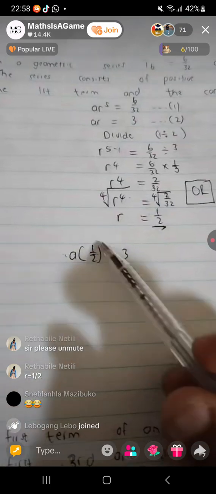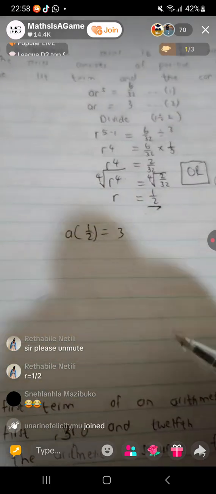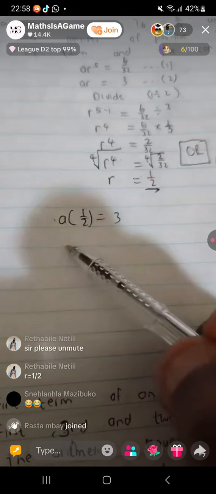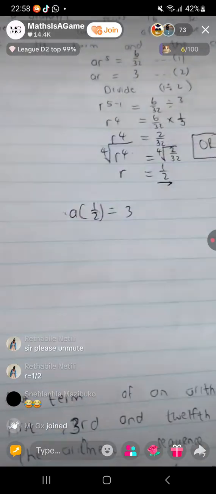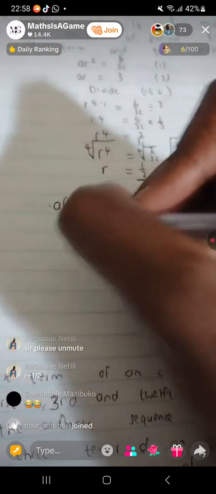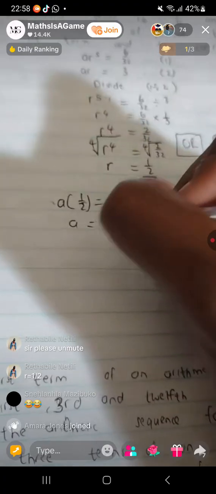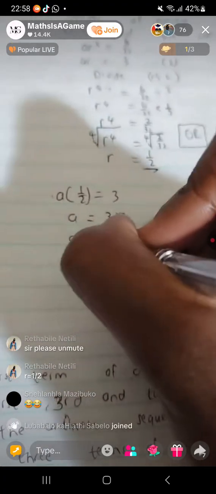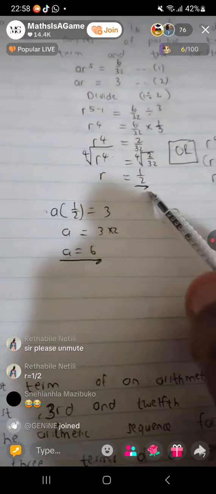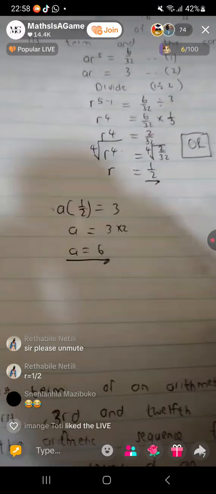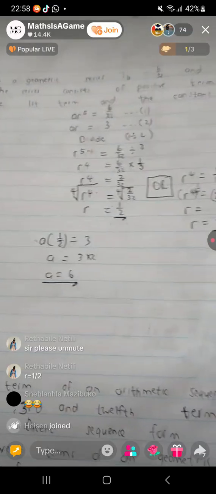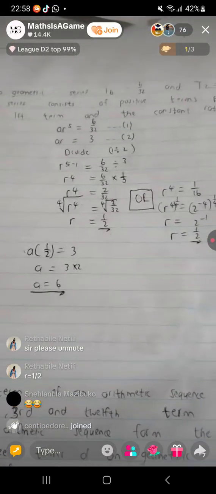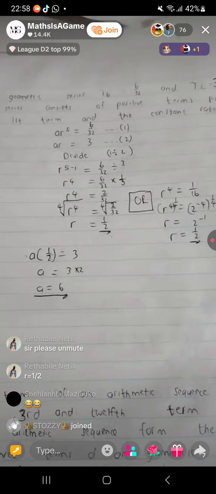If we want to find the value of a, we just multiply both sides by 2. Because this is 1 over 2, we can multiply by 2 over 1 both sides, or we can divide both sides by half. At the end of the day, if we multiply both sides by 2, a is equal to 6. Okay, so that's the constant ratio, and that is the first term. And I think that works out quite nicely and smartly. At the end of the day, we are able to get our answers.